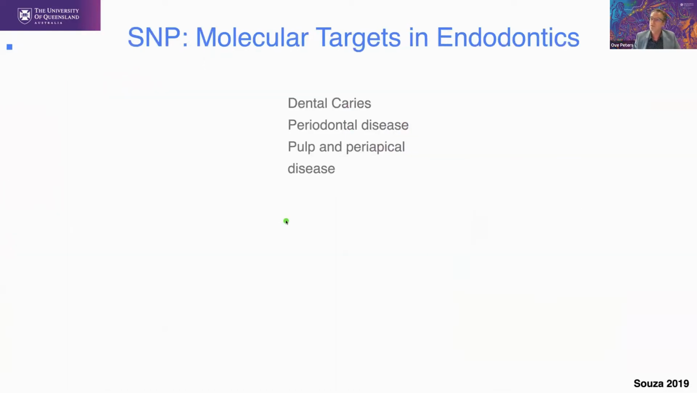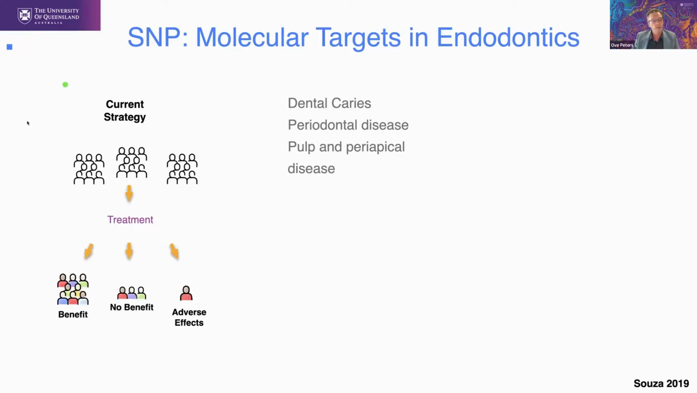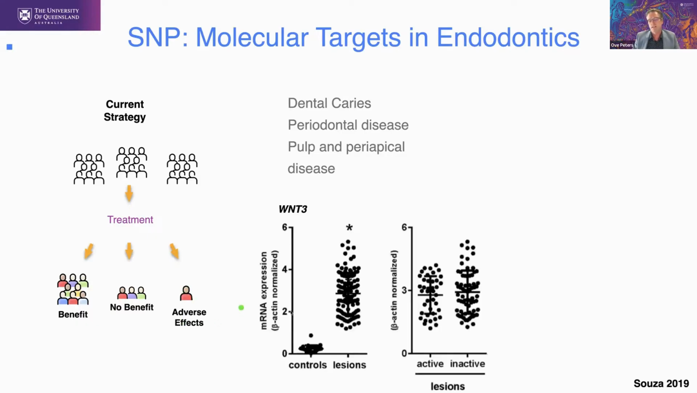Others have said you can even go a step further, taking the right analyte, and you can end up, this is a single nucleotide polymorphisms, you can actually end up looking even at epigenetics and understand molecular targets in endodontics to avoid the pitfalls of the current strategy, where we have a treatment that affords benefit for a large group of patients, no benefit for a smaller group of patients, and perhaps even adverse events for yet an even smaller group of patients. And the data is clearly there.